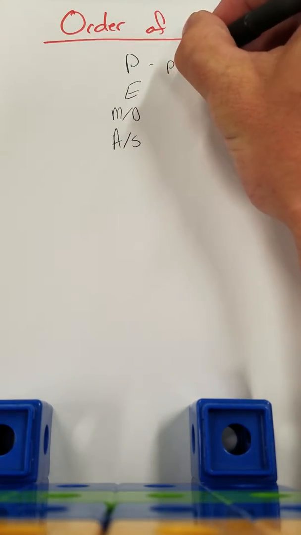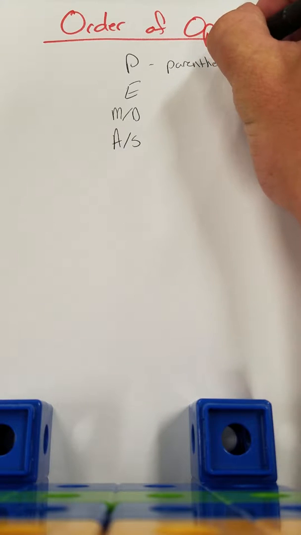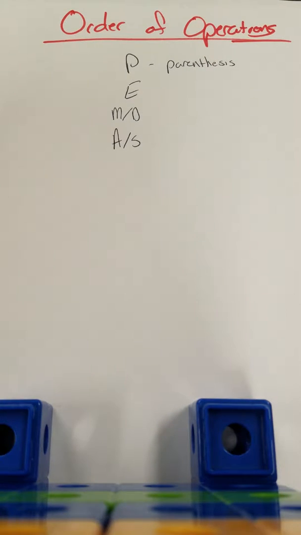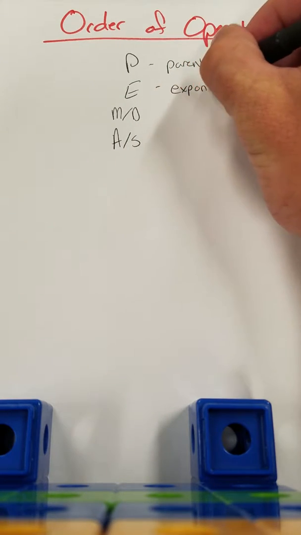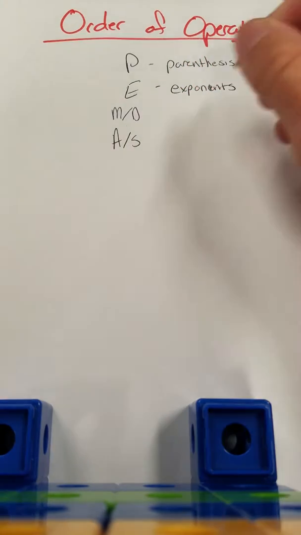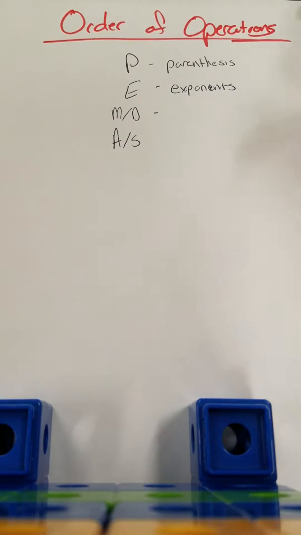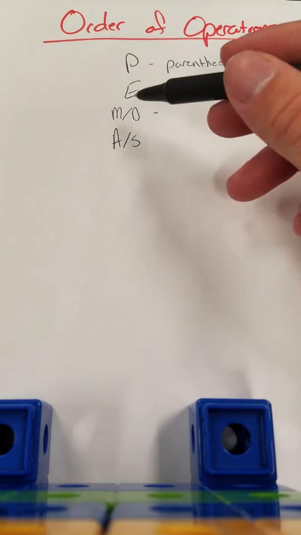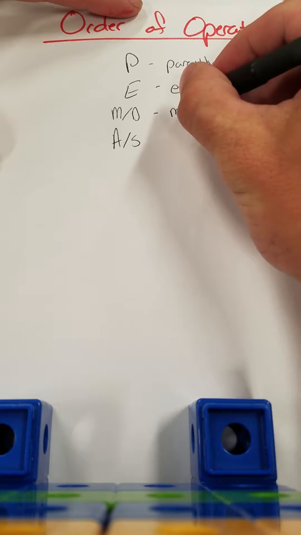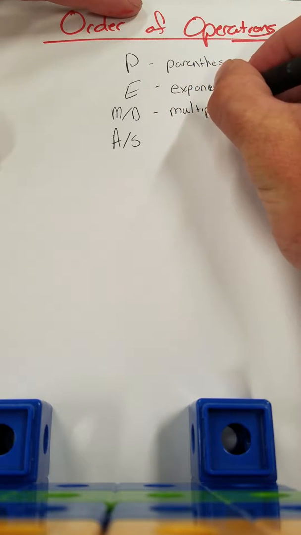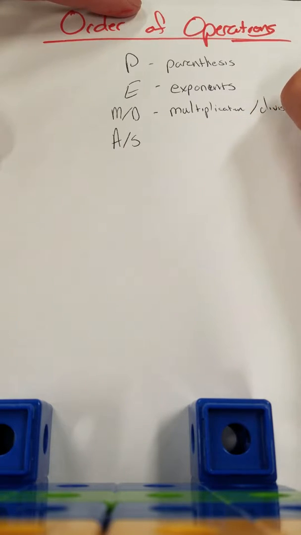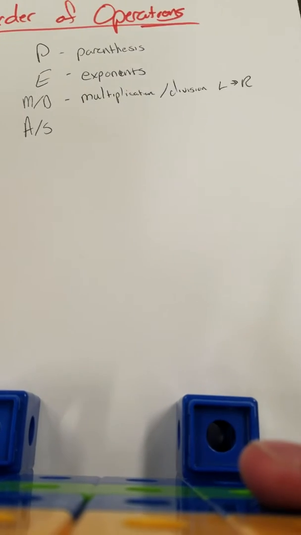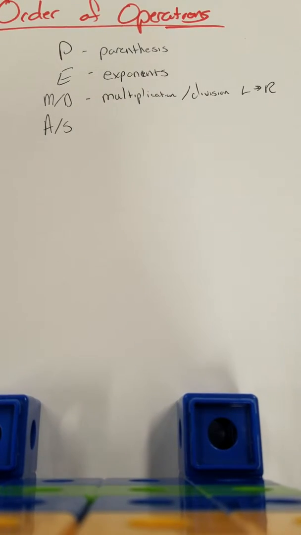P, parentheses. E, exponents. MD. So normally you see it spelled straight up, PEMDAS. Right now I'm spelling it like this because multiplication and division we're going to do from left to right.